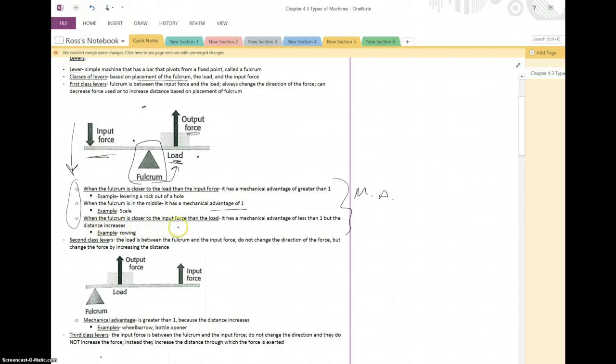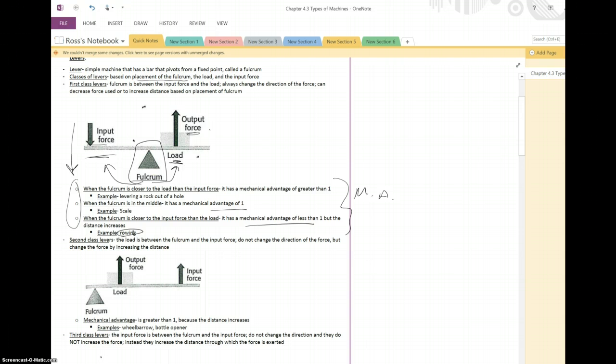When the fulcrum is closer to the input, if the fulcrum instead was over here, I wouldn't be able to make it move as far. The distance wouldn't be as great, meaning that the force that I'd have to put in is a little bit greater. So my input force would grow, but my output force would decrease because the distance would be greater. So it has a mechanical advantage of less than 1. That's like on a rowboat, if any of you are on the rowing team.